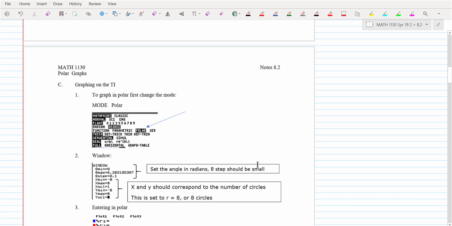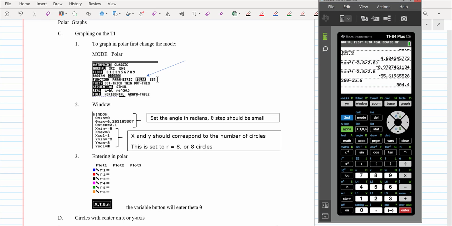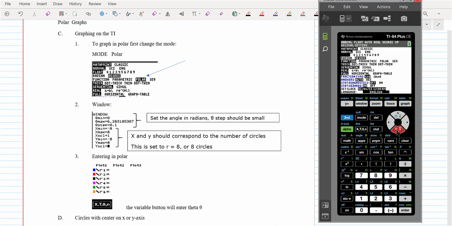Now I'm going to show you how to graph in polar. So get your calculator out. Polar graphs are kind of interesting. I tried to write down everything you do to get your graphing calculator set up to do polar. The first thing you want to do is make sure that you're in radian mode. You can do degree mode, but you have to be consistent with your window. So make sure you're in radian mode. Then the next thing we want to do is mode polar.